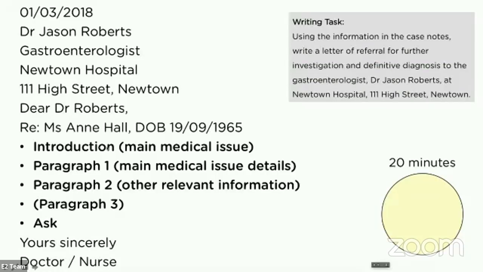So we want to have the introduction where we outline the main medical issue, the reason for writing. In paragraph 1, we're going to use the first structure we looked at, by the way. Paragraph 1, we're going to outline that main medical issue, the reflux and the stricture, in more detail. And I suspect that most of the information for paragraph 1 will come from that recent visit by Anne Hall. I don't think we've said, her name's Anne Hall, by the way. This is the patient. Maybe you'll write paragraph 2 with some other relevant information, or maybe you'll skip it and go straight to the request or the ask here. Because remember, we're writing for further investigation and definitive diagnosis.